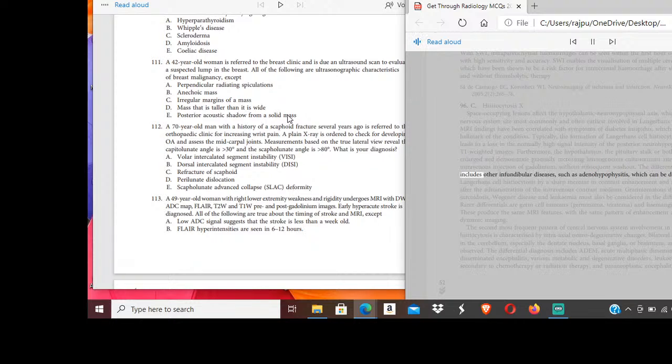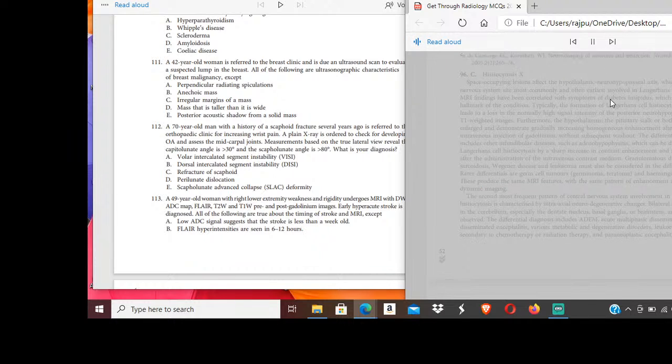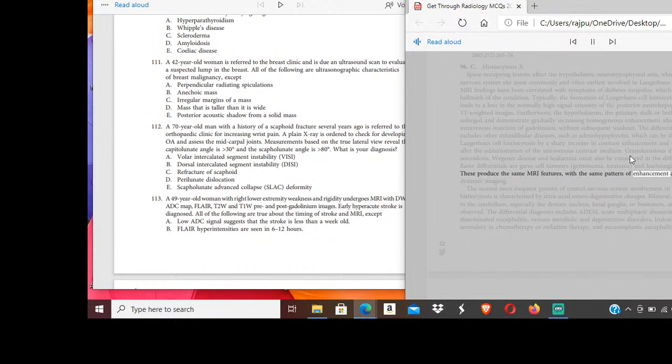The differential diagnosis includes other infundibular diseases, such as adenohypophysitis, which can be differentiated from Langerhans cell histiocytosis by a sharp increase in contrast enhancement and rapid washout. After the administration of the intravenous contrast medium, granulomatous diseases such as sarcoidosis, Wegener disease, and leukemia must also be considered in the differential. Rarer differentials are germ cell tumors, germinoma, teratoma, and hemangioblastoma. These produce the same MRI features, with the same pattern of enhancement at dynamic imaging.